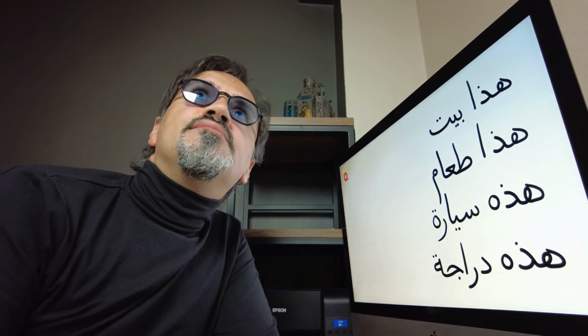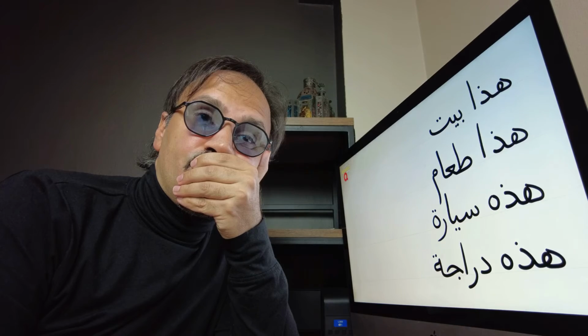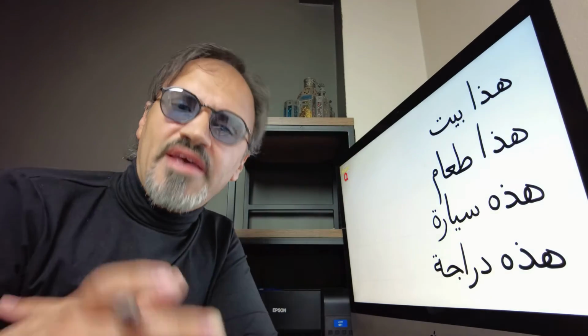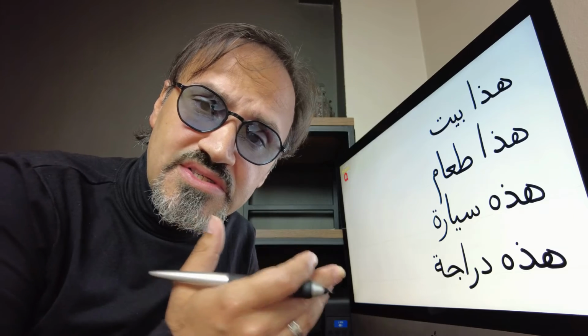Now, in this lesson, we are going to continue asking about who owns something. Remember, when we learned how to ask about who someone is, we used men. Now, if you wanted to know who something belongs to, we use the same men. Let's take a look at these examples over here.